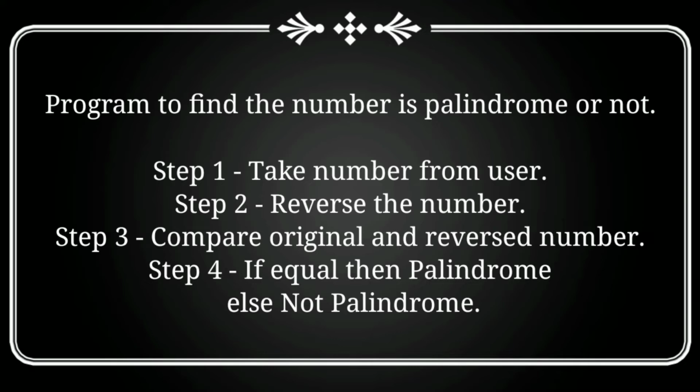Coming back to the problem, let us discuss the logic. So in step 1, we will take a number from user. In step 2, we will reverse that number. And in step 3, we will compare the original and the reversed number. In step 4, if the original and the reversed number is equal, then the number is palindrome, otherwise it is not palindrome. So let us implement this logic on the computer program.